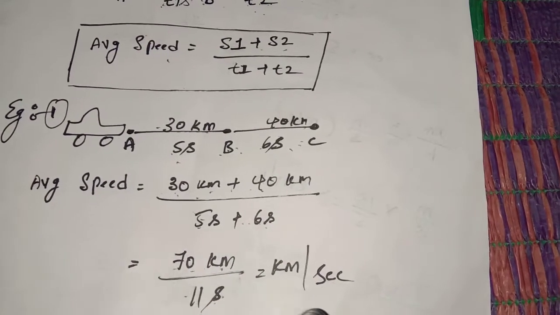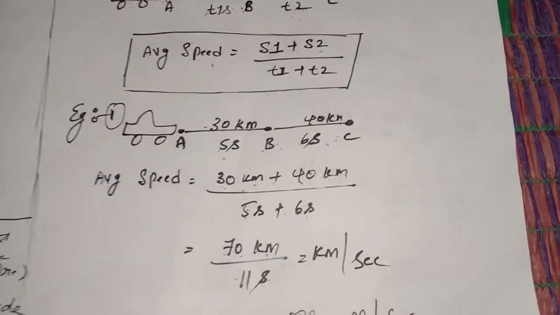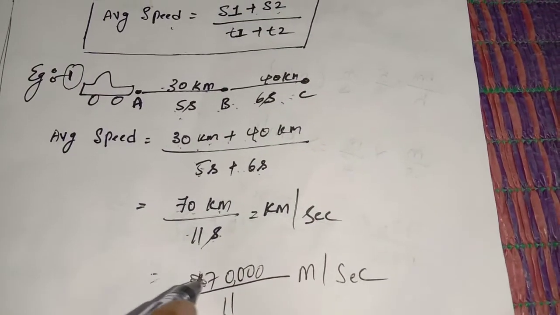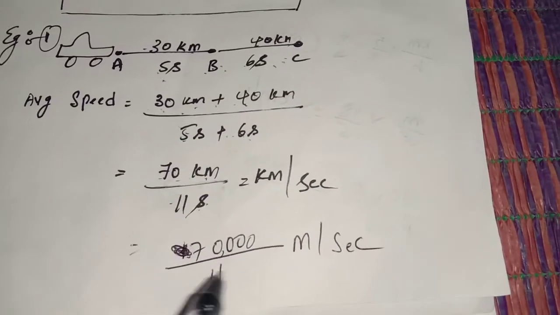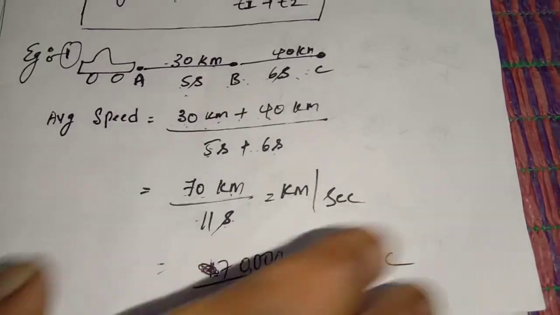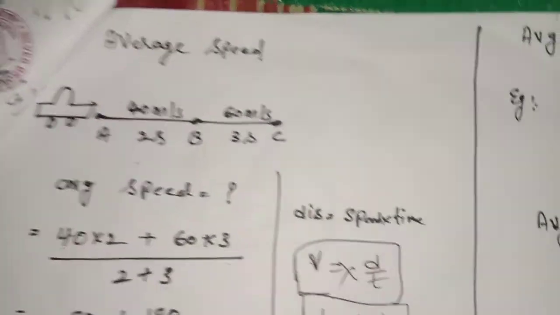In that way we will calculate. If you want this in meters per second, we have to convert it. You will get 70,000 by 11 meters per second. Got it? Next, one more example.